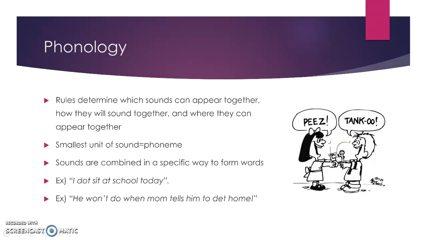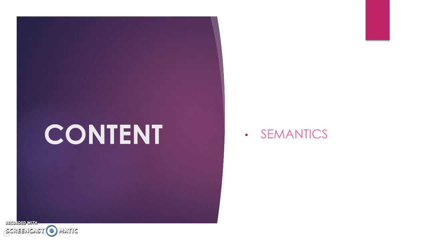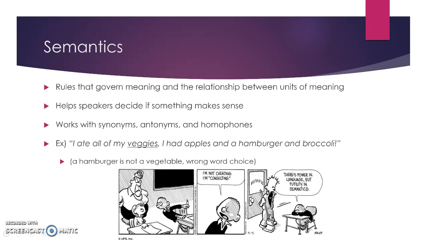The next area we're going to talk about is content, and under this area, the component of language is called semantics. Semantics deals with the rules that govern the meaning of the words and the relationship between those units of meaning. Semantics helps speakers decide if something makes sense or if it's nonsense. So this is things like when you're working with synonyms, antonyms, or homophones. So basically, it's kind of like vocabulary, like knowing what the words mean.